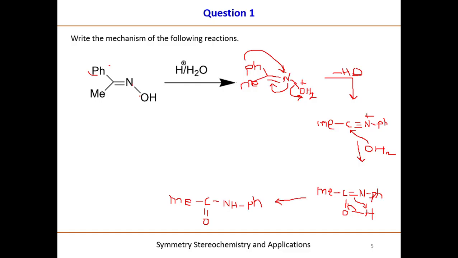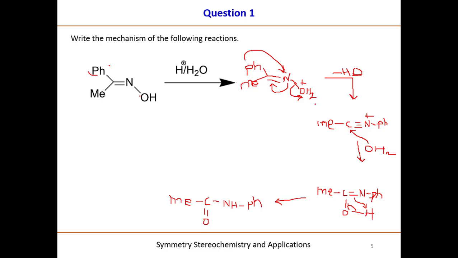So this is a stereospecific reaction. That's why we are getting only the stereospecific product. The group which is trans to the OH group will always give the desired product. It always behaves as the migrating group which is trans to the OH group.